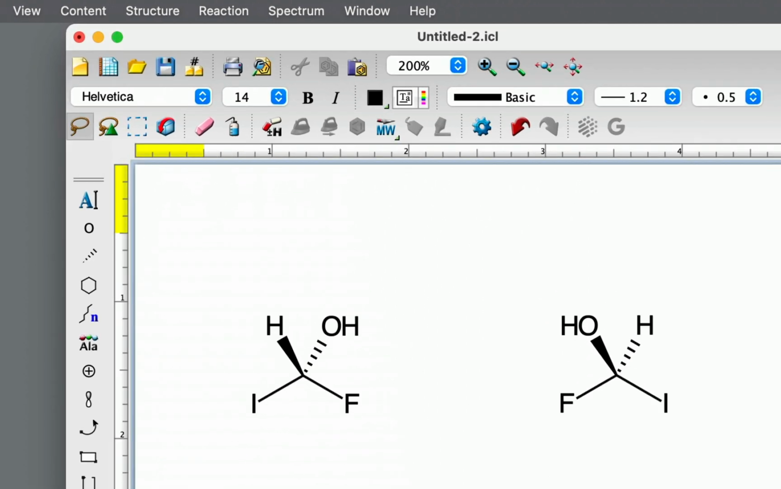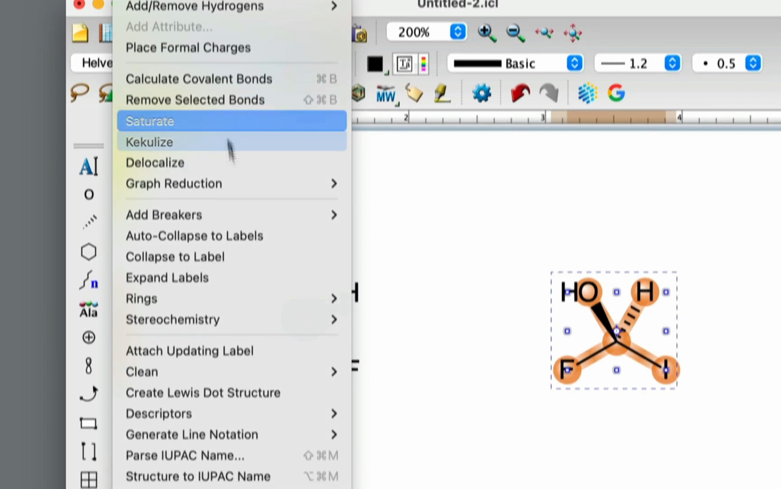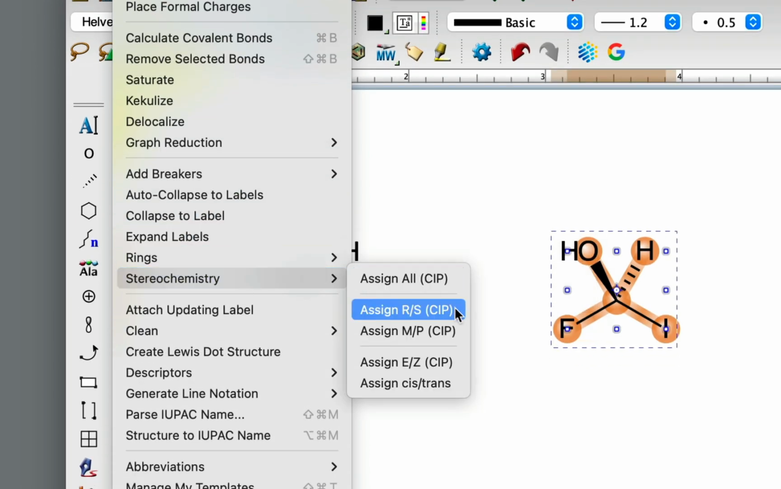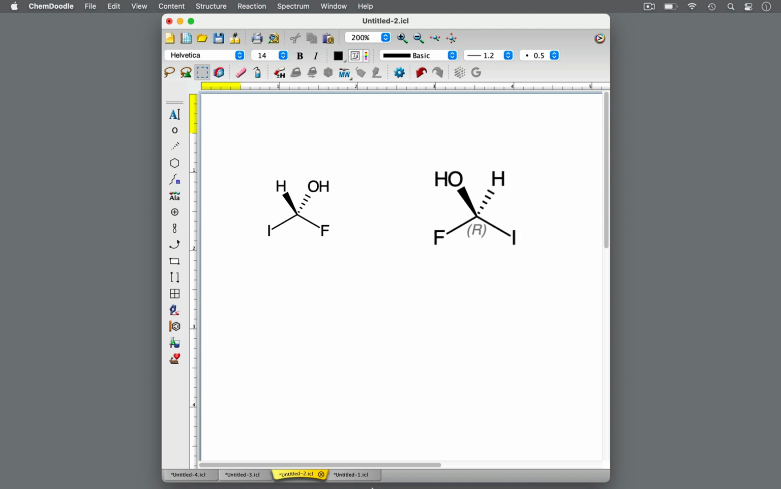To resolve absolute configuration in ChemDoodle, select the molecule, then select the structure menu, stereochemistry, and assign RS CIP. This stereocenter is R, because these two molecules are the same, just flipped. The original drawing is also R.